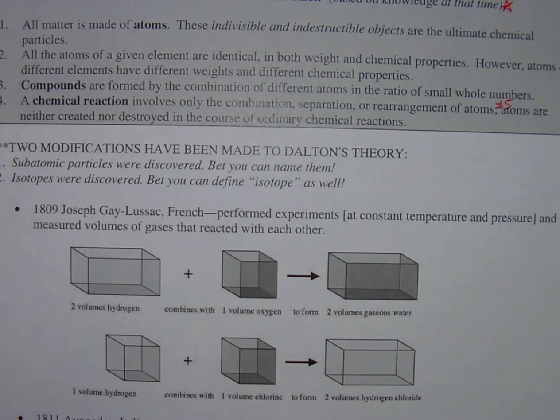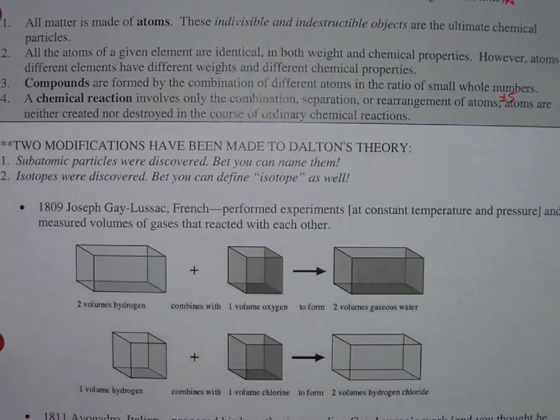Number 3, compounds are formed by the combination of different atoms in a ratio of small whole numbers. And then lastly, a chemical reaction involves only the combination, separation, and rearrangement of atoms. Why? Because they're indestructible, right? Indivisible, indestructible. So atoms are neither created nor destroyed in the course of ordinary chemical reactions.